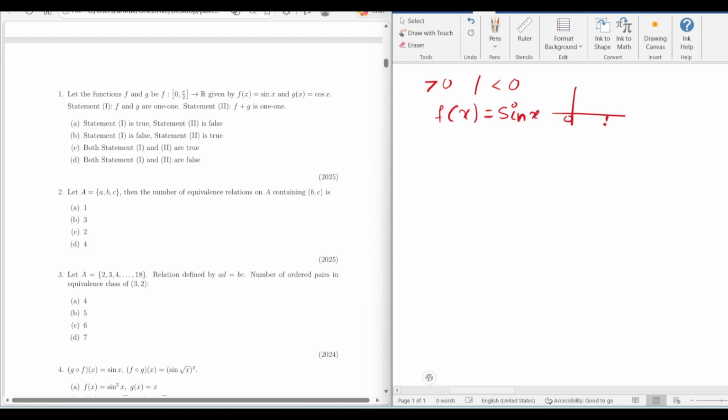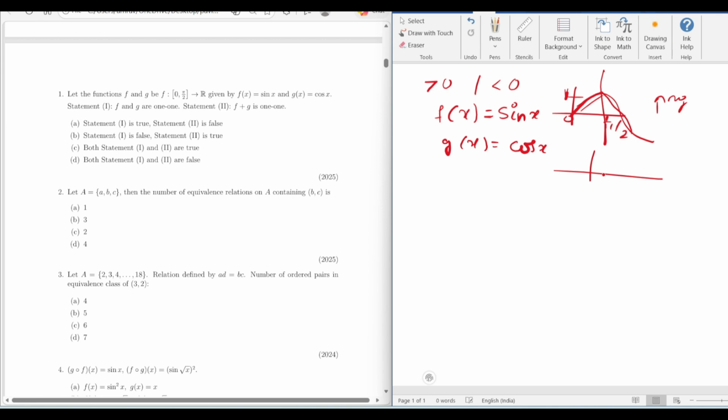Let me consider the graph for this 0 comma pi by 2, and here we have 1. So the graph of sin x starts increasing from 0, and then when it reaches pi by 2 then it starts decreasing. So basically you get a graph in this pattern. So now in the interval 0 comma pi by 2 it is an increasing function, that is it is strictly increasing.